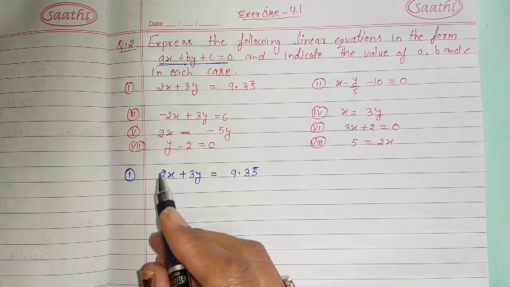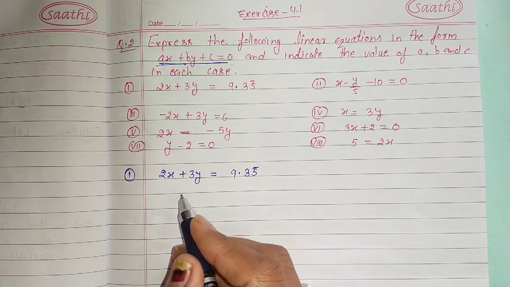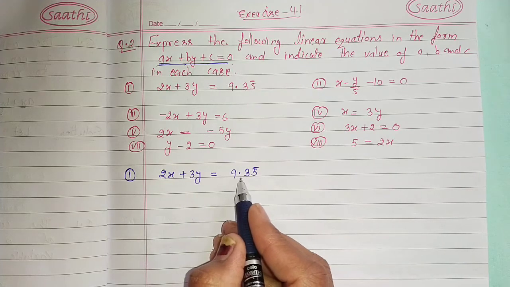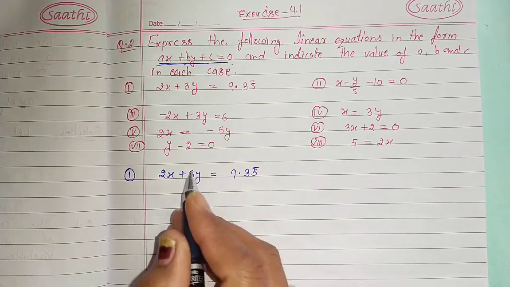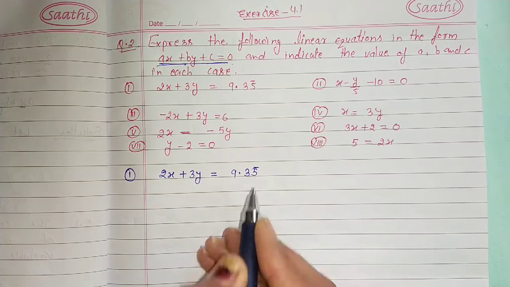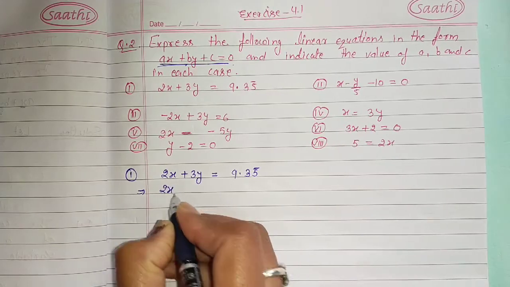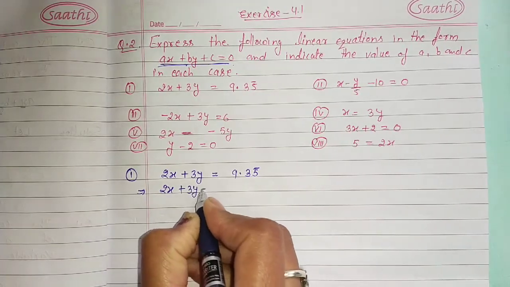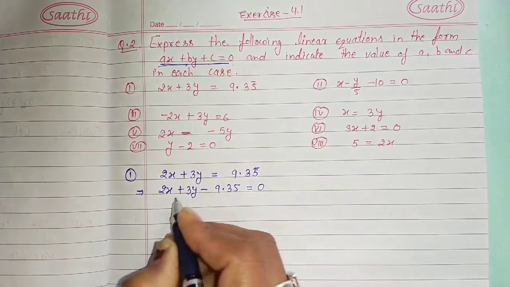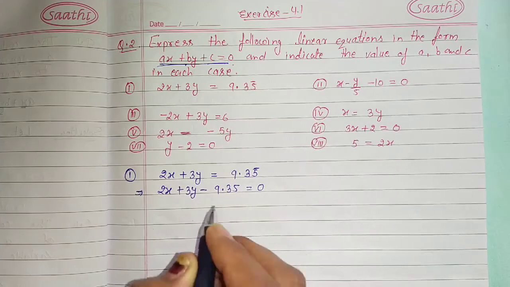There are 8 parts in question second. Now we solve the first part. The first part is 2x plus 3y equal to 9.35 bar. By transferring 9.35 bar to the LHS, it becomes negative and we can write it as 2x plus 3y minus 9.35 bar equal to 0. This is the standard form of linear equation in two variables.